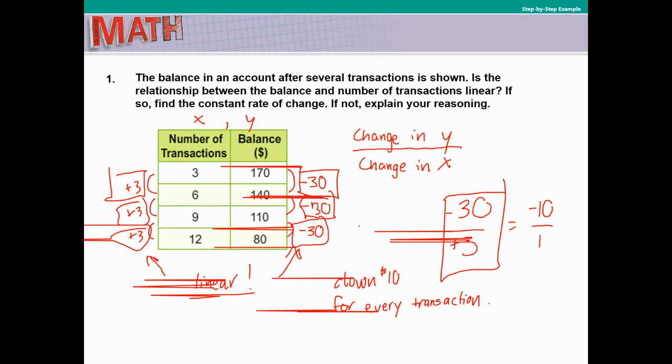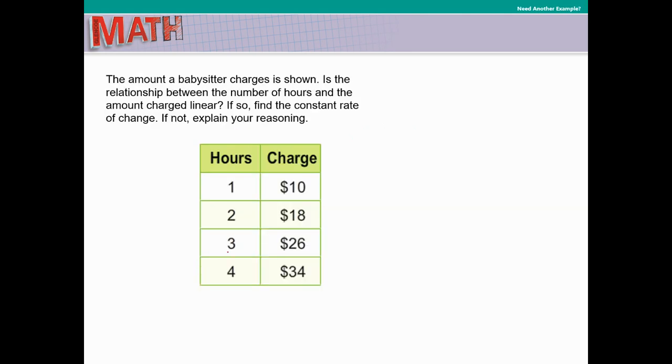If you wrote down $30 for every 3 transactions, that's fine. Right now, I just want you getting the hang of, can you see, is it a constant rate of change? And therefore, is it linear? So it's your turn. First, let's label X and Y.